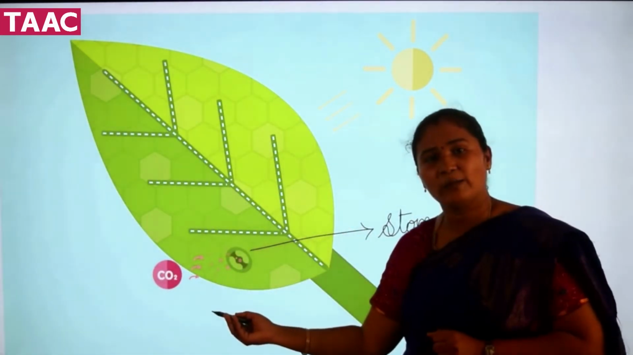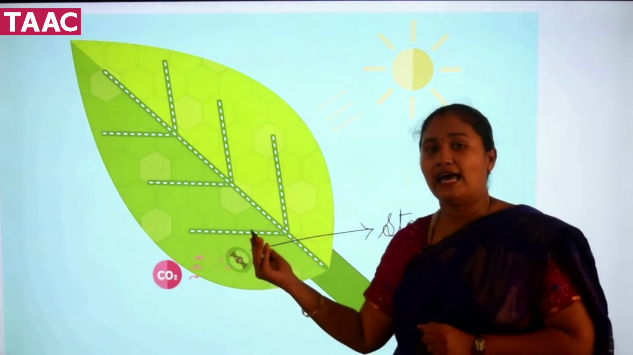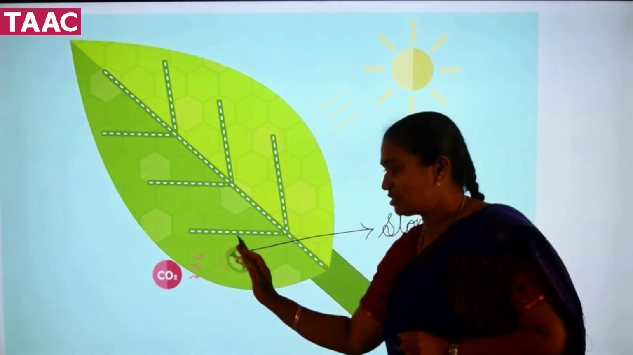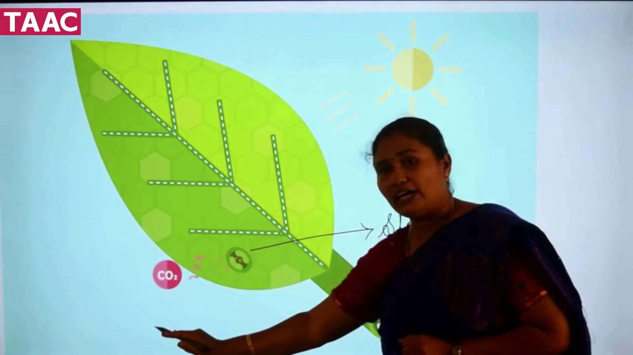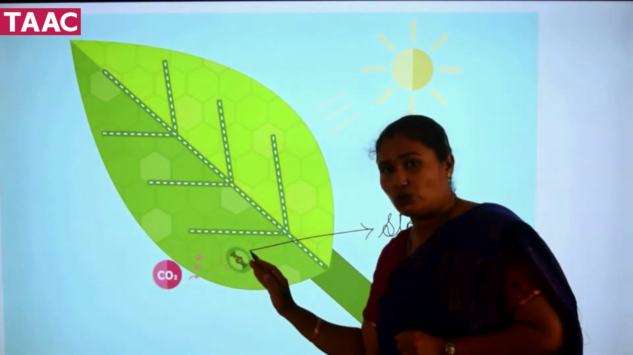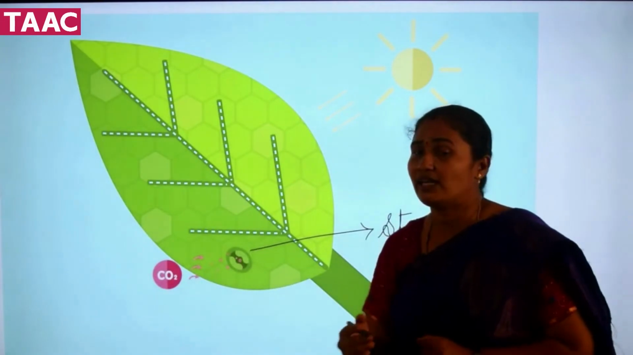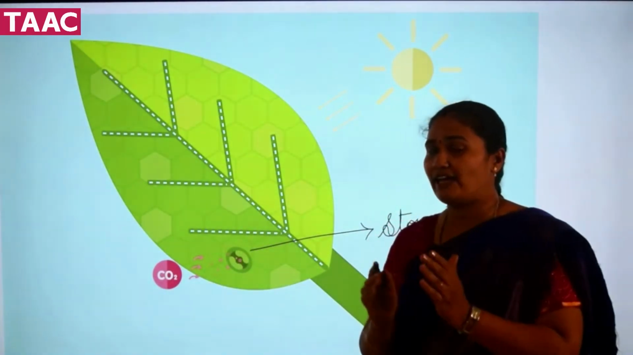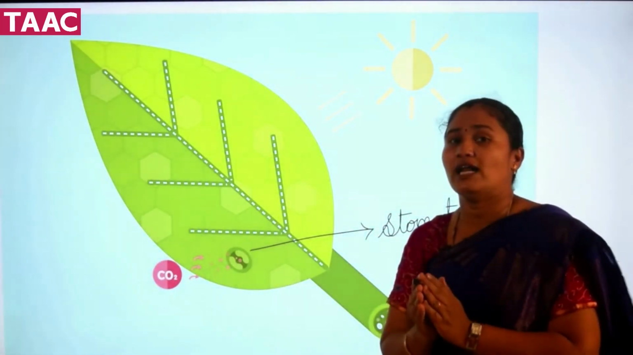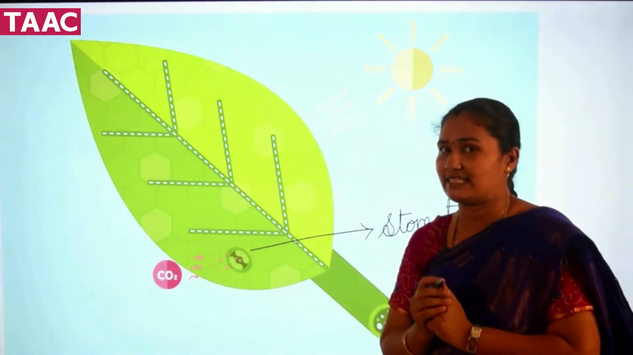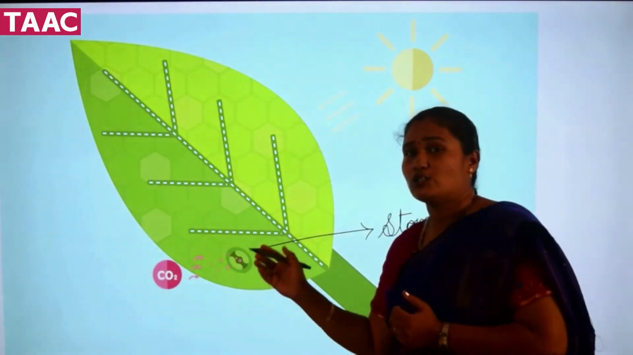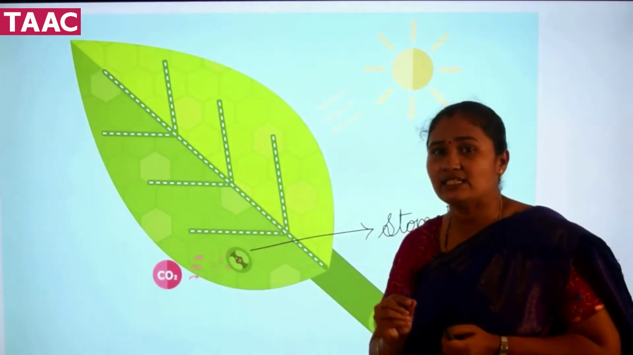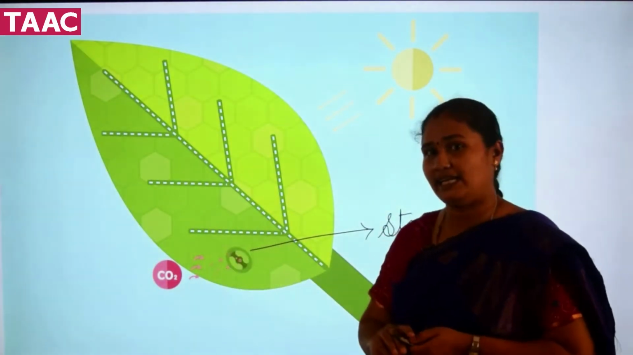What is the role of stomata? The stomata help in the exchange of gases. Through the stomata only, the carbon dioxide gas enters the leaf. So the leaves are taking in carbon dioxide. The main function of stomata is to allow the exchange of gases. What is meant by stomata? Stomata are the tiny holes present on the surface of the leaves.